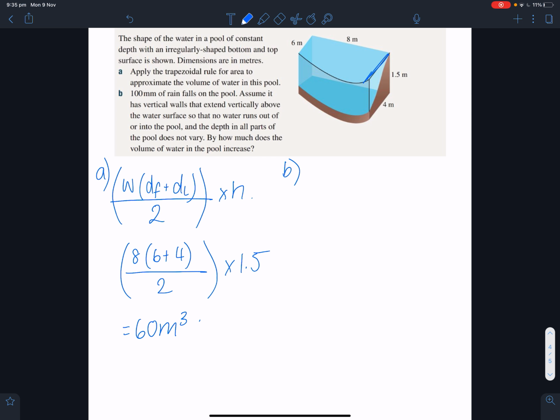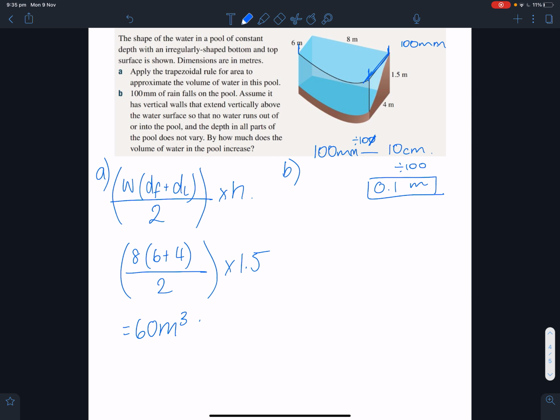Okay, so we're adding 100 millimeters. Now, everything we've calculated already has been in meters. So the first thing you want to do is convert the 100 millimeters to meters. Millimeters to centimeters, divide by 10. So you'll get 10 centimeters. That's 100 millimeters. And then divide that by 100 to get to meters. So you get 0.1 meters. Okay, so that's how much rainfall we have.